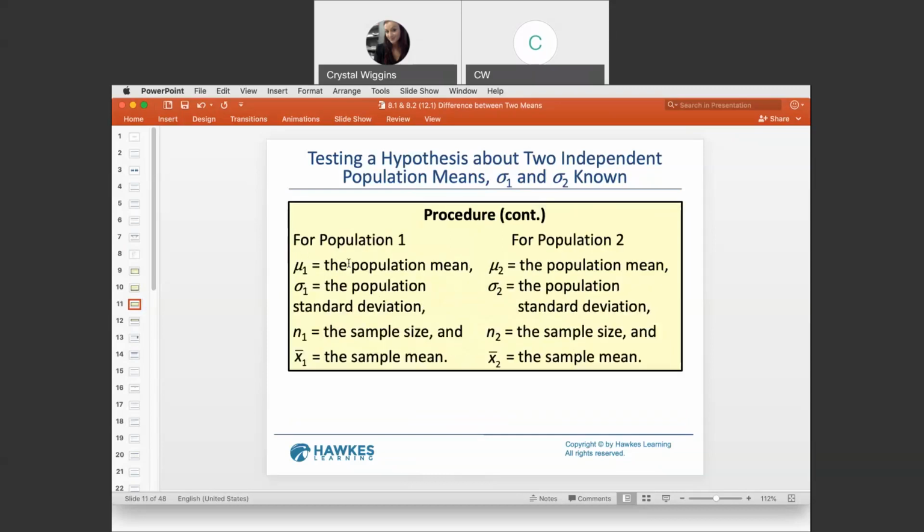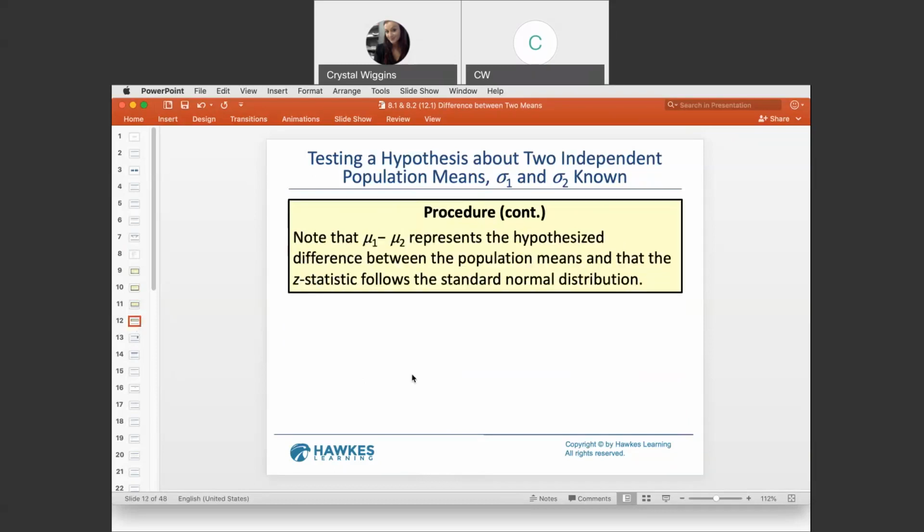Okay, so you have population 1 where there's some population mean and standard deviation. You take a sample size and you calculate a sample mean, and that would be true for both populations. Let's note that the difference between the population means represents the hypothesized difference between the population means and that the Z statistic follows the standard normal distribution.